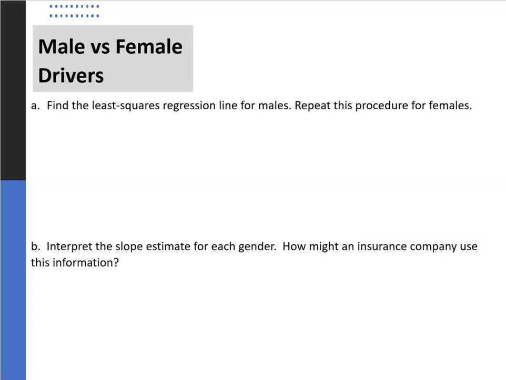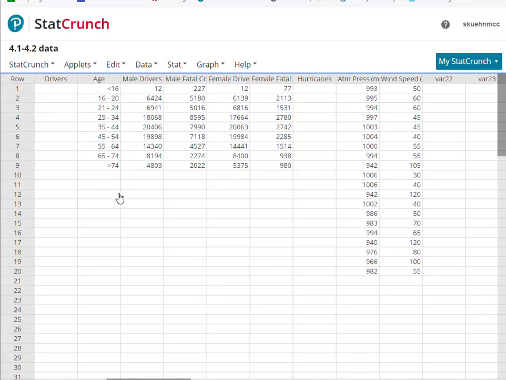In this example, we're going to create a least squares regression line for a data set that involves male drivers and male fatal crashes and female drivers and female fatal crashes. So let's look at StatCrunch to see how to create that least squares regression line for both males and females. Here is the data set that we want to look at.